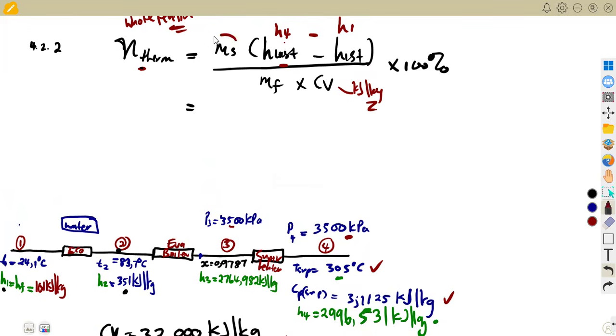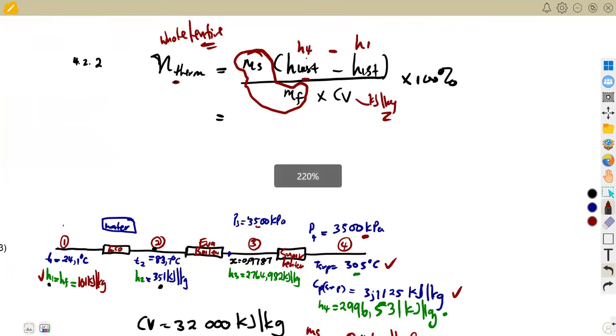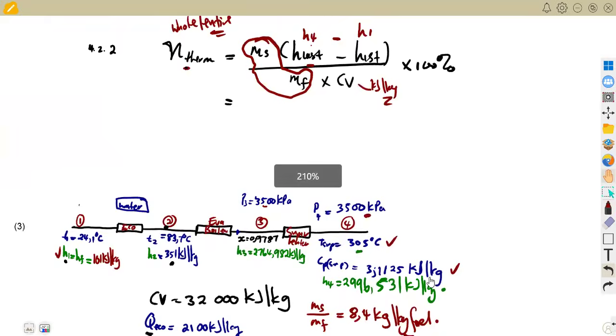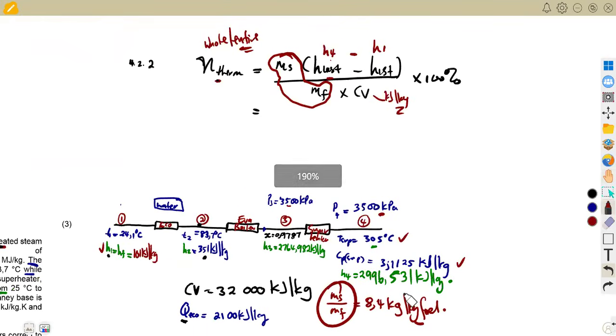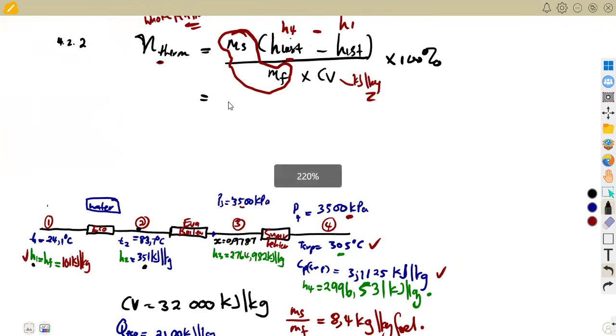So that is it, guys. This one we calculated it. The mass of steam over mass of fuel, we have this value. This is the one that we obtained here. Remember, mass of steam over mass of fuel is 8.4. So when you're substituting, you're just substituting this as 8.4, multiplied to, already we have taken this. So you're going to be left with what? H last minus H first, which is our H4 minus H1.